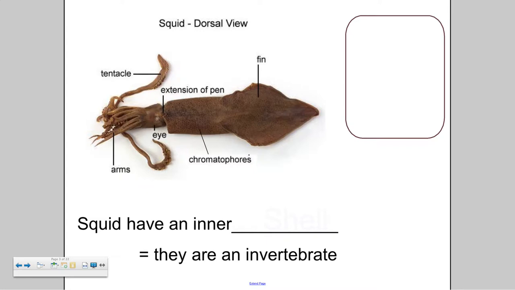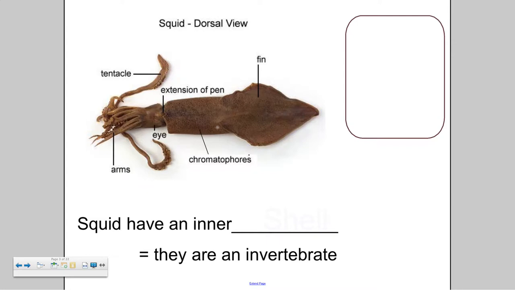It's connected to their head, so they have well-developed eyes. They have this thing called a pen that sticks right by their head, and that actually connects to their internal shell. Remember, they have an internal shell, and they're an invertebrate. So they have an internal shell there, and that helps them to give that dolphin-like movement and that gliding through the ocean that they're able to move. And they have their fins that help them swim.